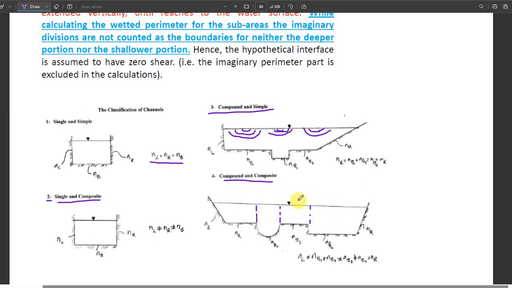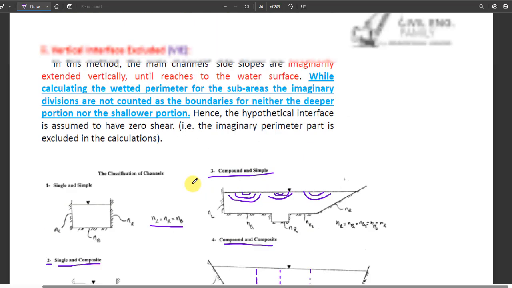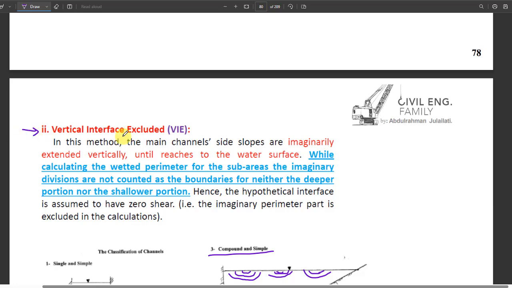By the way, for these divisions, you will try to take, for example, any breaking point that is sudden, for example, here this is a breaking point, that is another breaking point. So specifying these breaking points will give you a glimpse on how to divide the section, because basically we will divide the section into subsections, simple sections, and try to get the discharge of each one by Manning equation. Okay, each one by Manning equation by using vertical interface excluded.